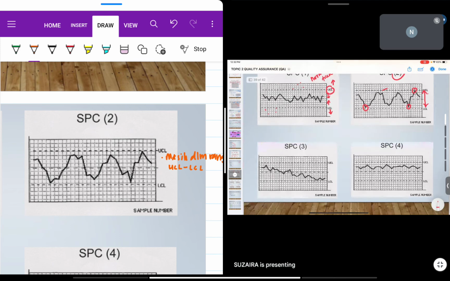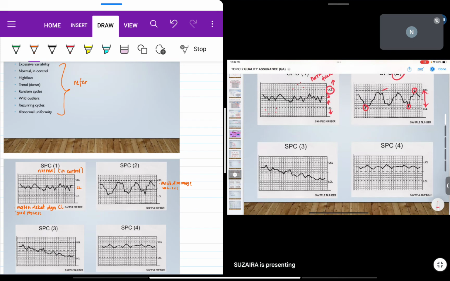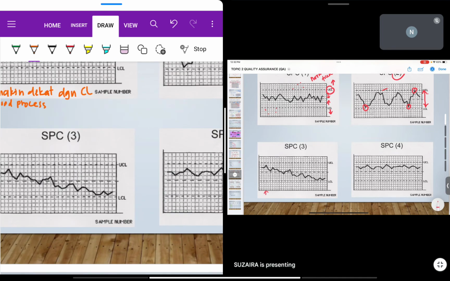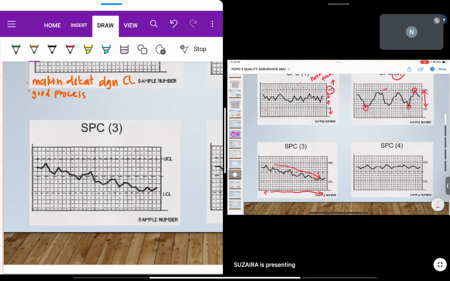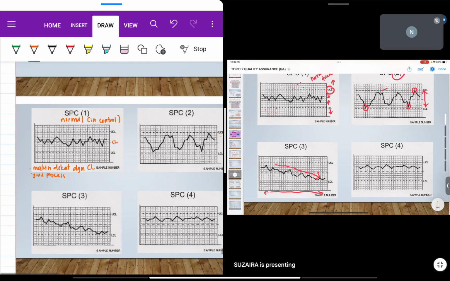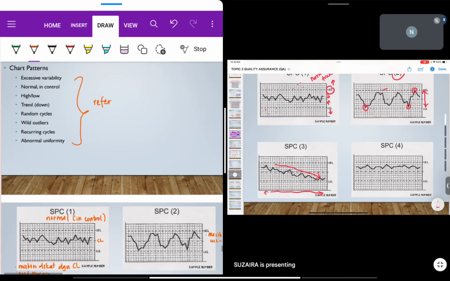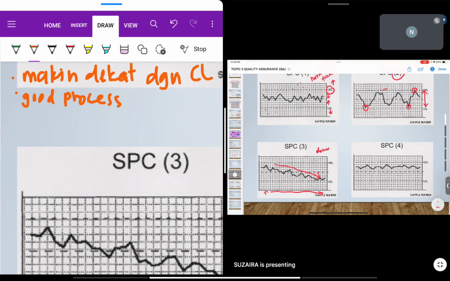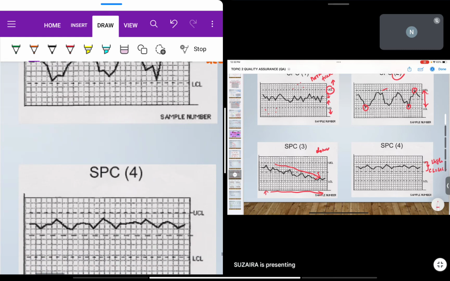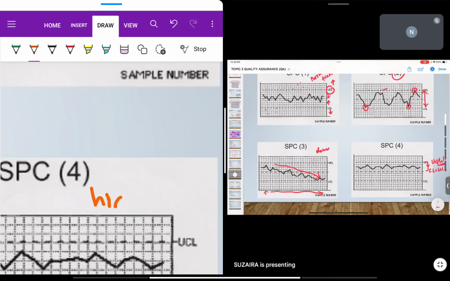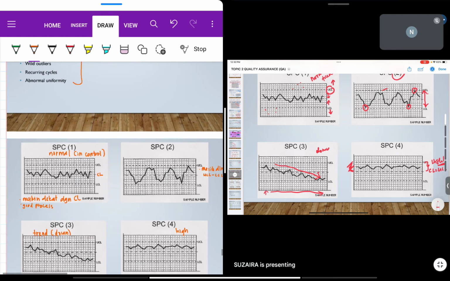And then if you have SPC number 3, the trend starting the production, so it goes from upper to lower. So this one is considered as a down. Okay, a downtrend. And then here is just covered in between the CL to UCL. This is high, only covered. Okay, only cover this area.